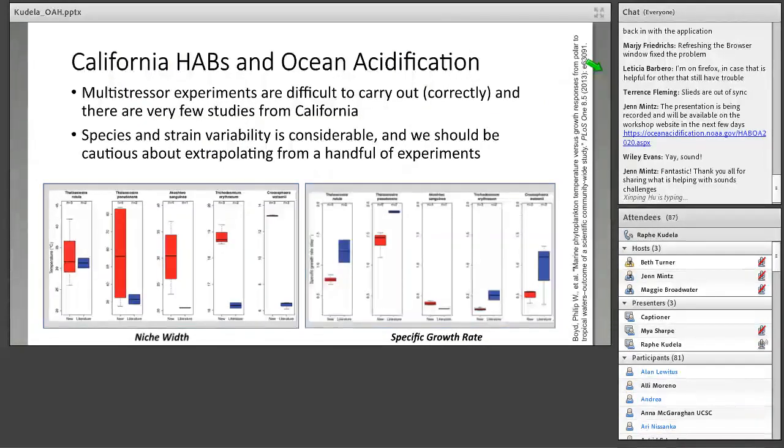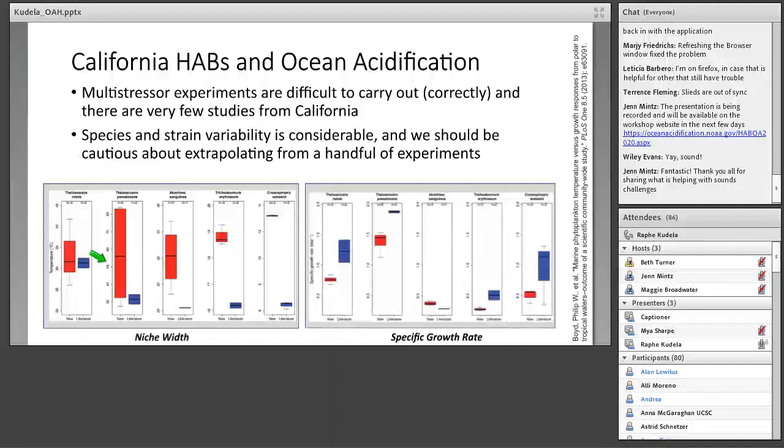Why is that important? I'm going to give you an example using temperature, which we have a lot more data on. This was a paper led by Phil Boyd a few years ago. We got together a group of people that had cultures in their lab, and we decided on a standardized set of experiments. And we all conducted the experiments with our species at the same time using the same methods.